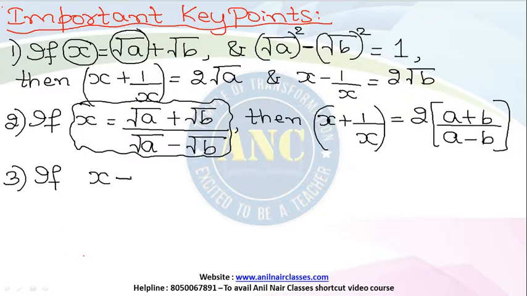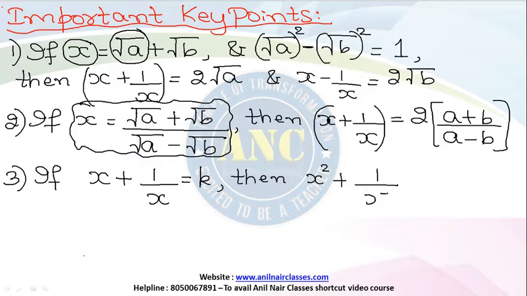What I am talking about basically is, if x plus 1 by x is equal to k, some constant, it can be any constant, I am just calling it k, then I can easily say that x square plus 1 by x square will be equal to k square minus 2. We have solved so many questions of this format also.